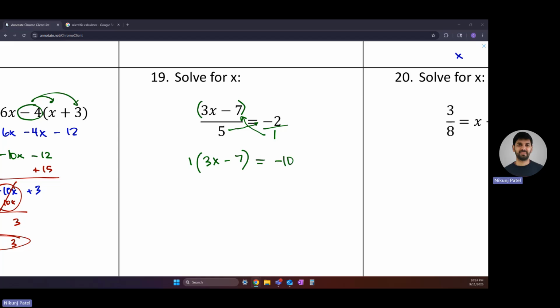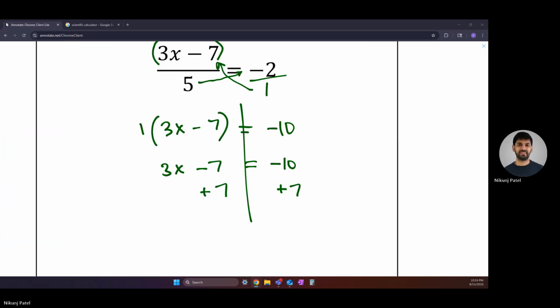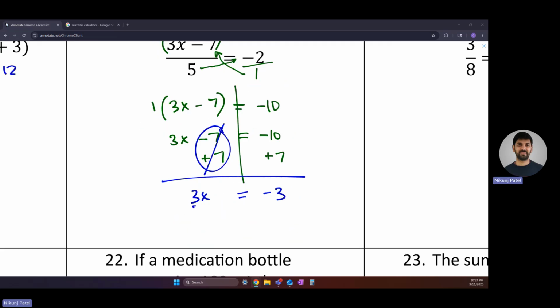So this is 3x minus 7 when you multiply this 1 through. Nothing really happens in there. Equals negative 10. So I'm going to add 7 to both sides. We can get rid of those. 3x equals negative 3 there. Divide by negative 3 on both sides, so x equals negative 1.